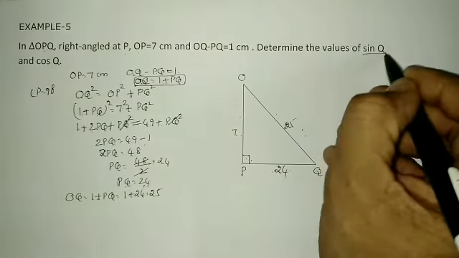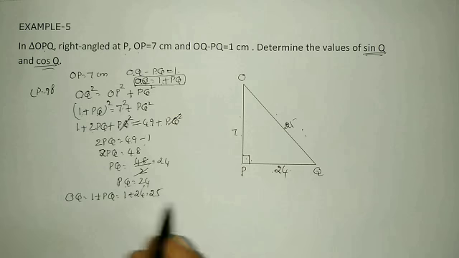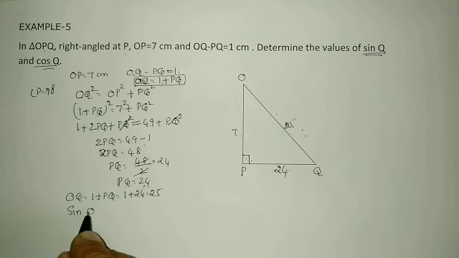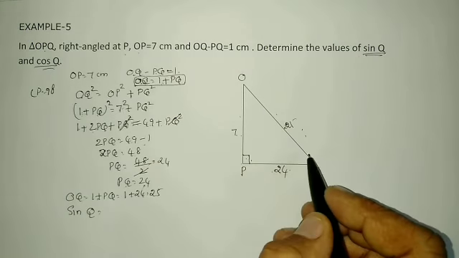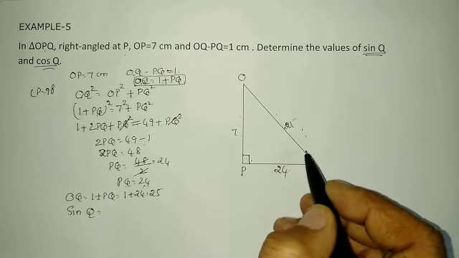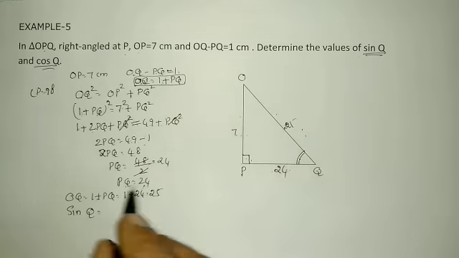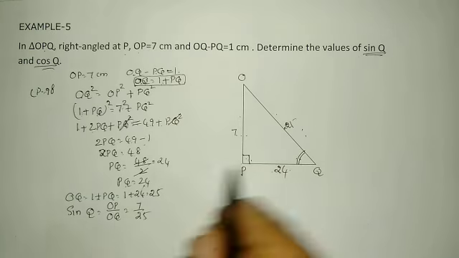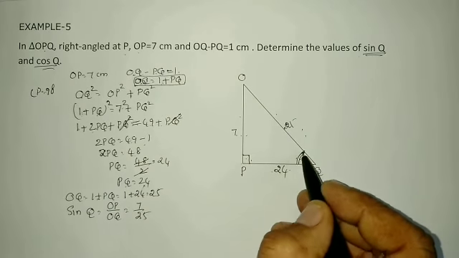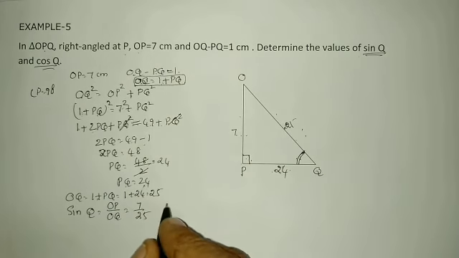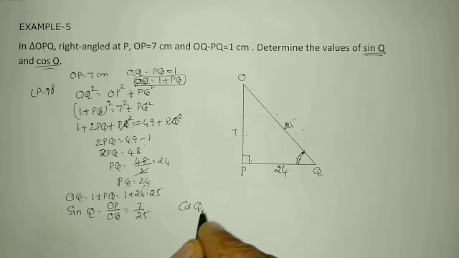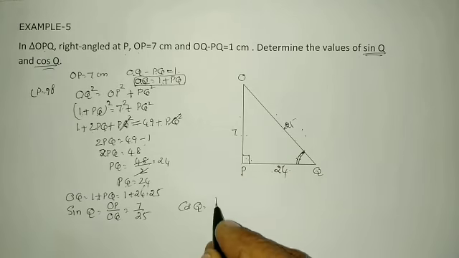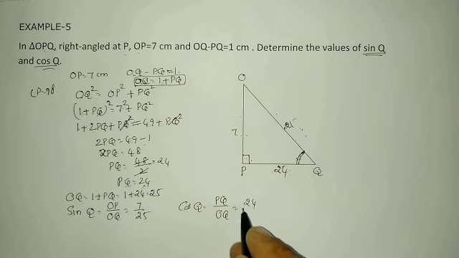Now I have to find sin Q and cos Q. So what is sin Q? Sin Q means what? Side opposite angle Q by hypotenuse. That is OP by OQ. 7 by 25. Cos Q means what? Side adjacent to angle Q by hypotenuse. Adjacent side of angle Q is what? PQ by hypotenuse OQ. 24 by 25.